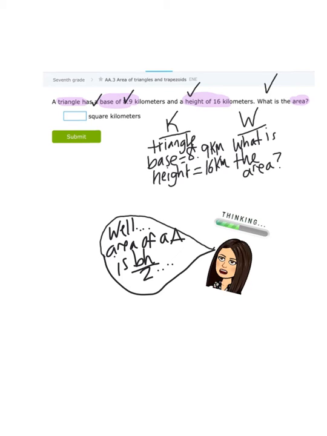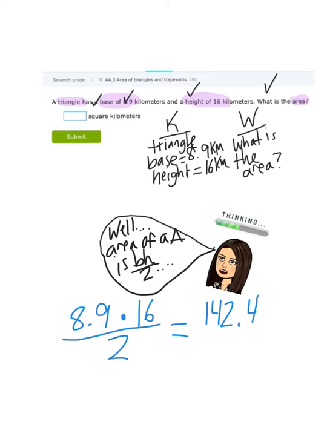So I am going to do 8.9 times 16 divided by 2 to get my answer. And yes, you can use a calculator if you have one. So 8.9 times 16 is 142.4. And then I divide by 2 and I get 71.2 kilometers squared.